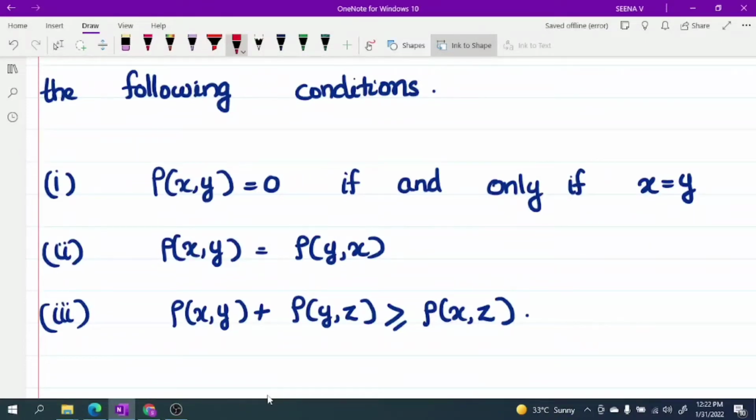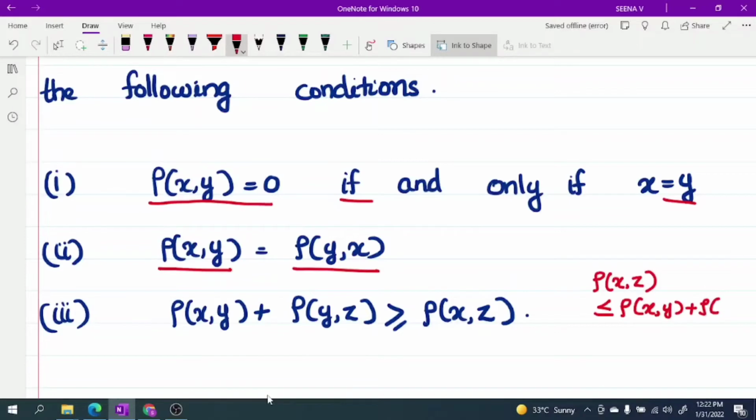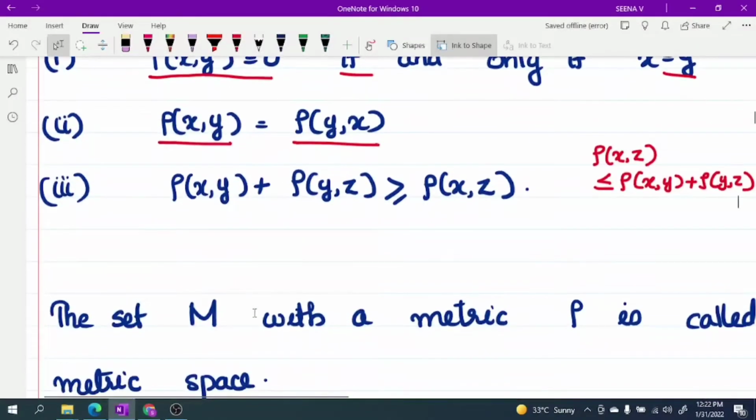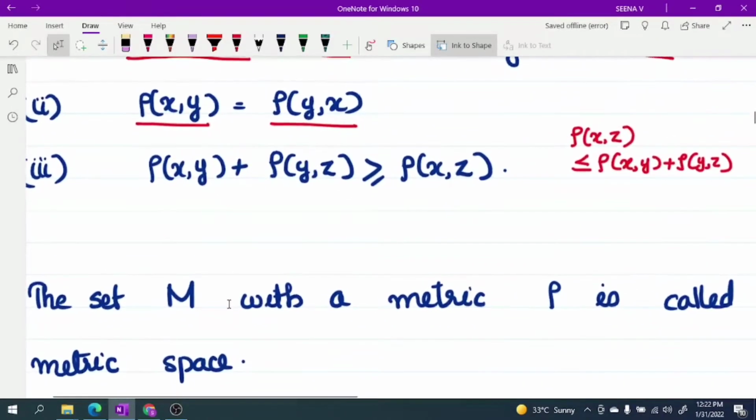So the first condition is rho of xy equal to 0 if and only if x equal to y. Second condition, rho of xy equal to rho of yx. And third condition, actually the triangle inequality: rho of xz is less than or equal to rho of xy plus rho of yz. Okay. If these conditions are satisfied, then we call rho a metric. A set M with a metric rho is called a metric space.